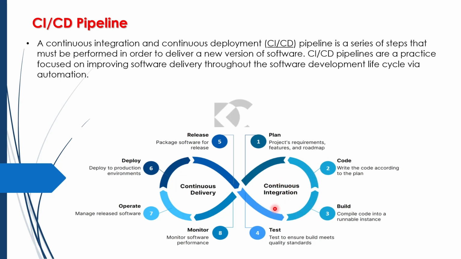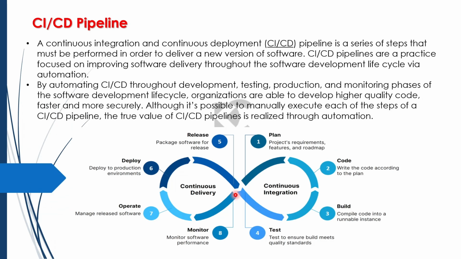Once it is tested by our testing team, it is released for deployment. Then it is deployed, operated, and monitored after that. This phase comes under continuous delivery or continuous deployment. This whole process makes up the CI and CD pipeline, and this is the core of our DevOps practice.